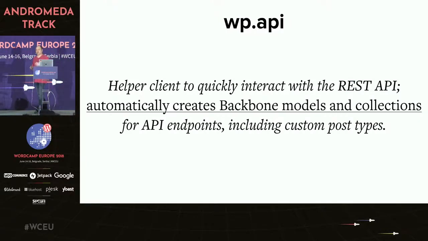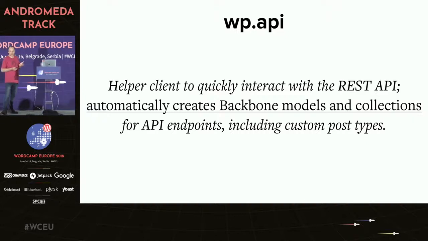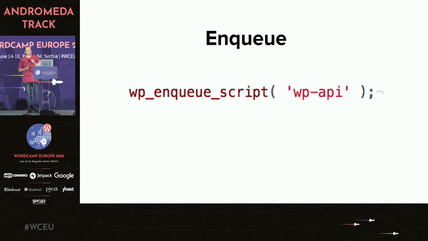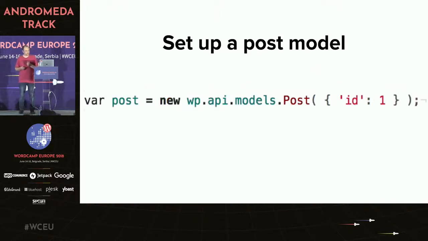All right, wp.api. So this is the client helper library that's built into WordPress for interacting with the REST API. It's especially useful if you're using Backbone in your project to manage data, but you can use it in any project. It's really simple to use. You enqueue the wp-api script or make it a dependency of your script. And what it does is it parses the schema provided by the REST API to determine what endpoints are available and creates models and collections for those endpoints.